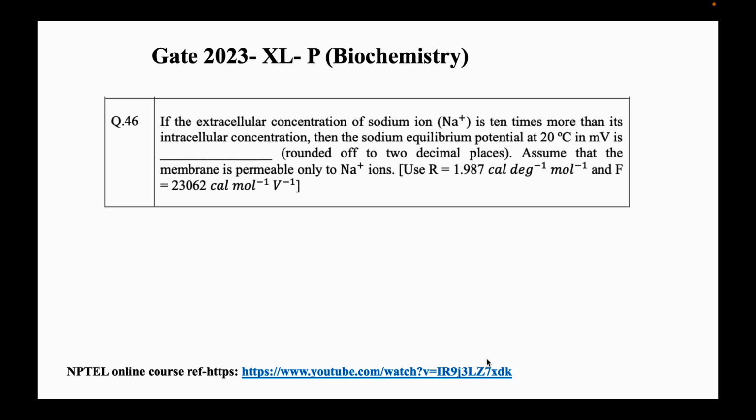Question number 46. If the extracellular concentration of sodium ion is 10 times more than its intracellular concentration, then the sodium equilibrium potential at 20 degrees Celsius in millivolt is dash. Assume that the membrane is permeable only to sodium ions. Use R, the gas constant, as 1.987 calorie degree inverse mole inverse, and F, the Faraday's constant, which is equal to 23062 calorie mole inverse volt inverse.